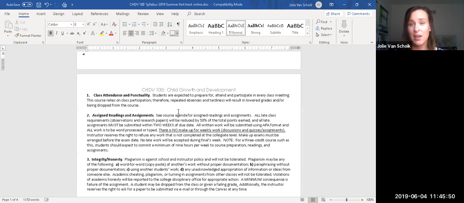It's only 5, 10, 15 points a week. So you are going to want to keep on top of those so as not to have your grade go down. But missing a quiz here or there is probably not going to ruin your grade. As far as the class requirements, which in this case I consider the observations and the research paper, those are reduced by 50% if you turn them in late. So if you turn it in late to me anytime within the semester, it will be an automatic 50% deducted.